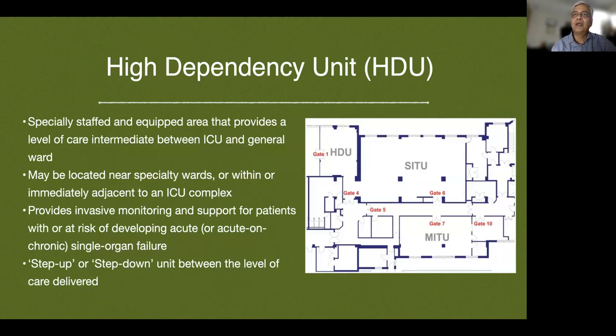Very close to ICUs, in modern hospitals, you also have HDUs or high dependency units. HDUs are specially staffed and equipped areas to provide a level of care intermediate between ICU and a general ward. They are generally located very close to specialty wards or within or immediately adjacent to the ICU complex. They provide intensive monitoring and support for patients with or at risk of developing acute failure. They are somewhere between step up and step down units of levels of care.